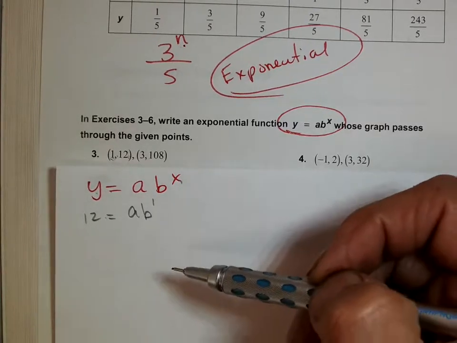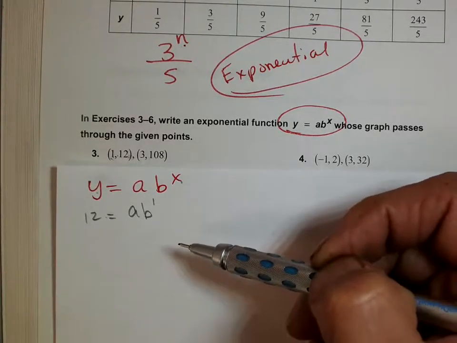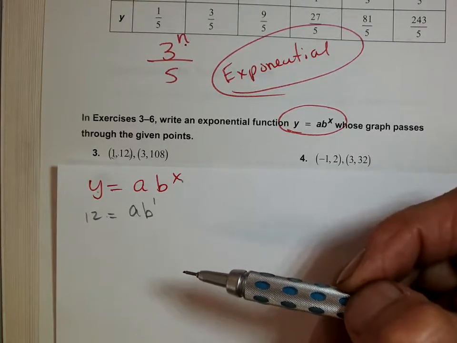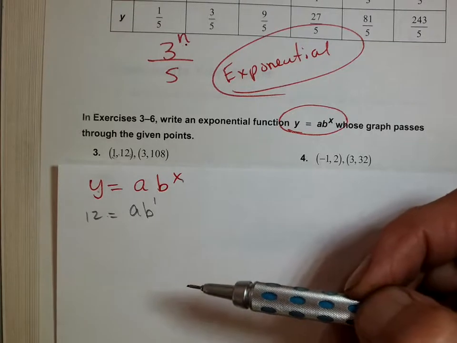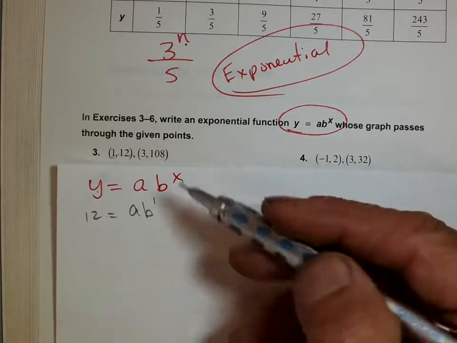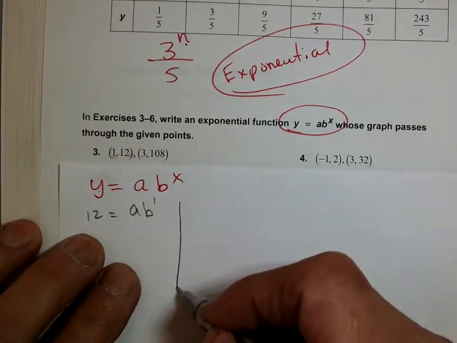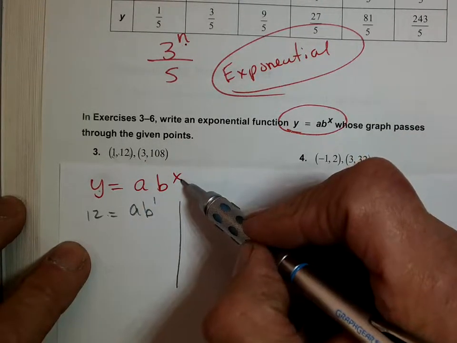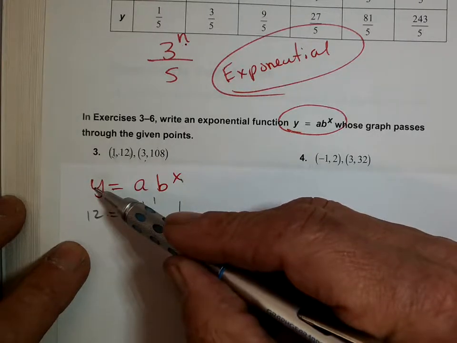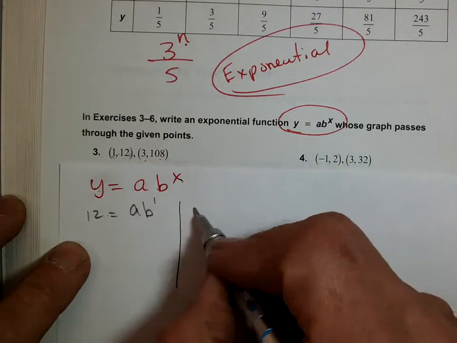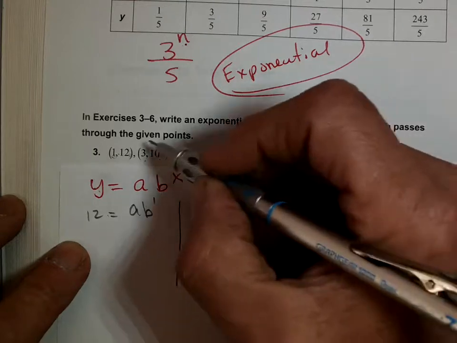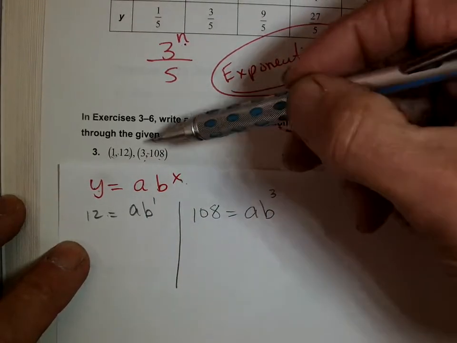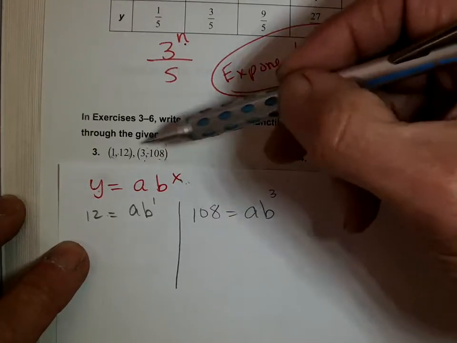Now, we don't know a and b. That's the hard part. I want to find a and b. But anytime I have 2 variables I don't know, I need 2 equations. So where's my second equation come from? Here. If I put 3 in for x and 108 for y, I'll get a second equation. So the 108 is the y value, and the 3 is the x value. So I put my 3 in for the x and the 108 for the y.